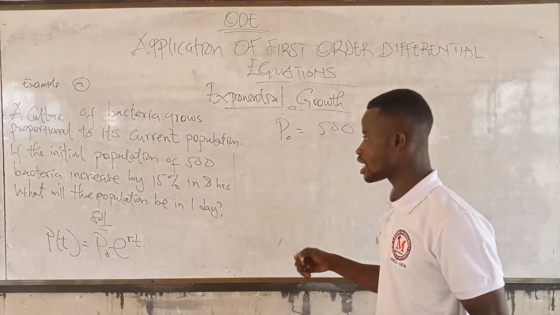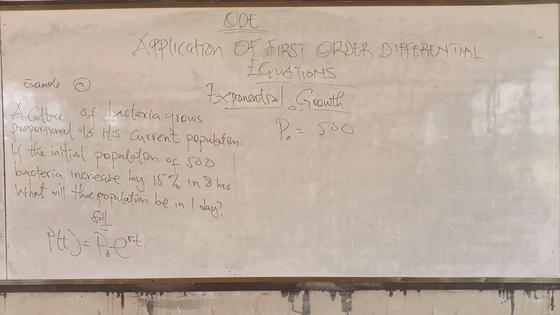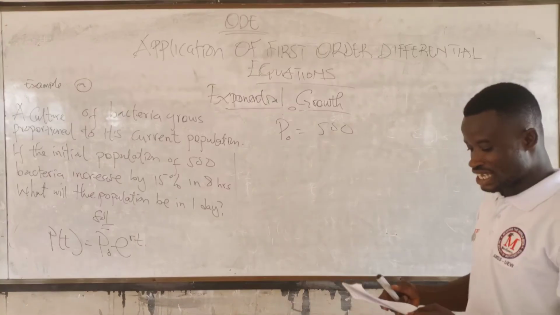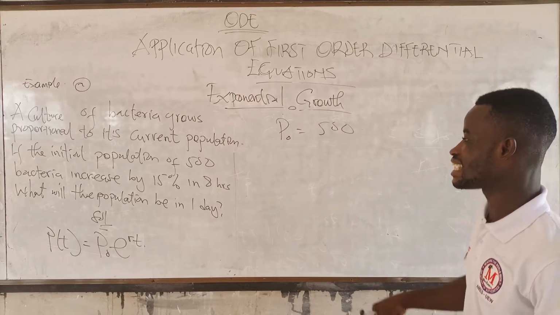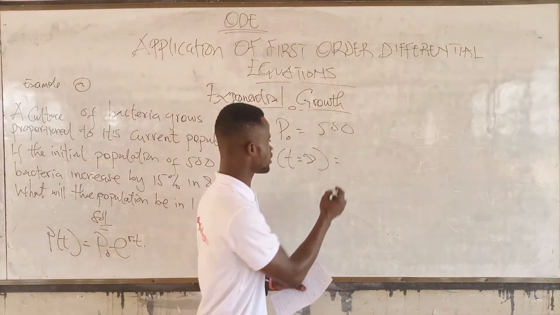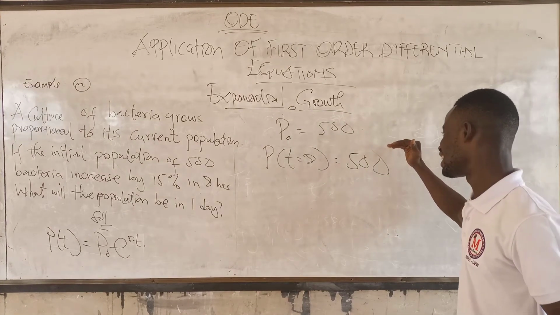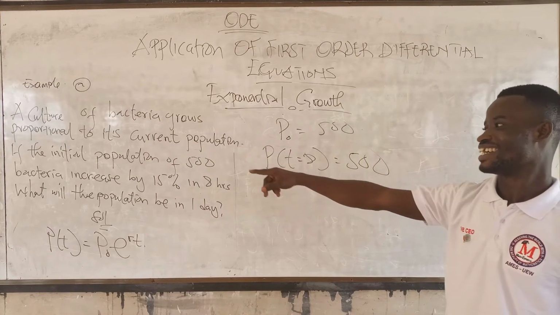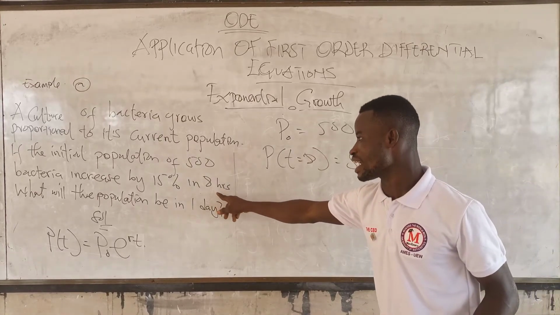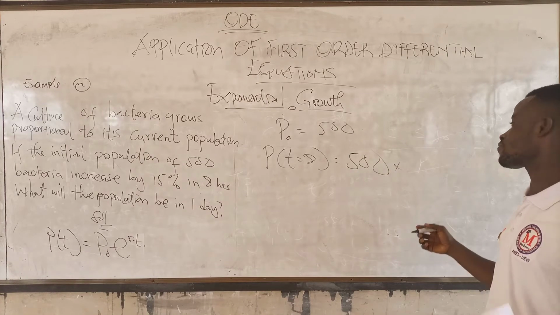Alright. Now, let's continue. If the initial population of 500 bacteria increased by 15% in 8 hours, that means that at T is equal to 8, what is coming? So if the initial population is 500 bacteria, after every 8 hours it increased by 15%. Alright. So we are going to multiply this by that 15%.